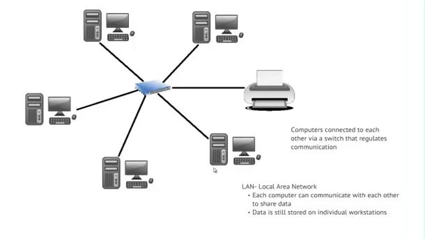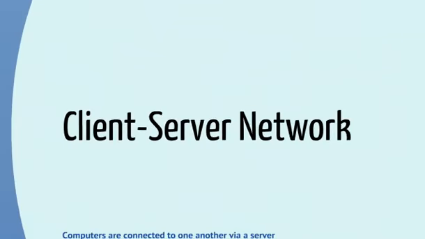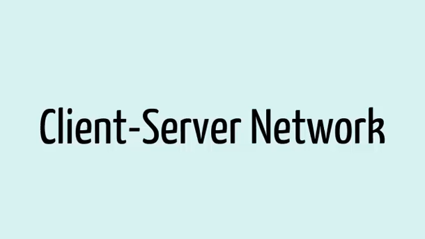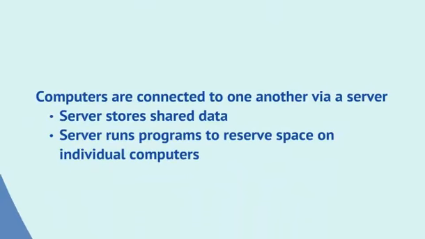If we want to go beyond that, we would move up to the next level of networking, which is a client-server network. In this case, we've moved away from the peer-to-peer networking, and you can see, instead of that equality, there seems to be some sort of hierarchy in a client-server network, and that is in fact the case. In this case, the computers are connected to each other via a server, a central point, a central computer. The server stores shared data.